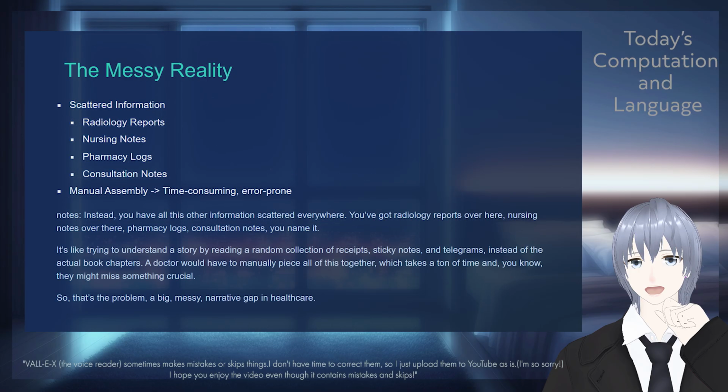Instead, you have all this other information scattered everywhere. You've got radiology reports over here, nursing notes over there, pharmacy logs, consultation notes, you name it. It's like trying to understand a story by reading a random collection of receipts, sticky notes, and telegrams, instead of the actual book chapters. A doctor would have to manually piece all of this together, which takes a ton of time. And they might miss something crucial. So that's the problem. A big, messy, narrative gap in healthcare.